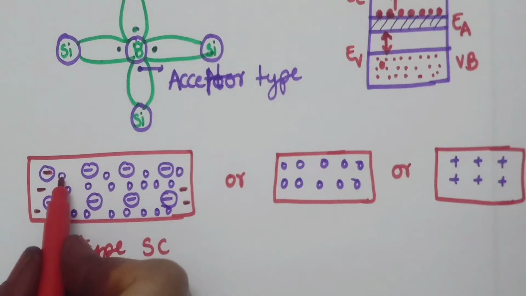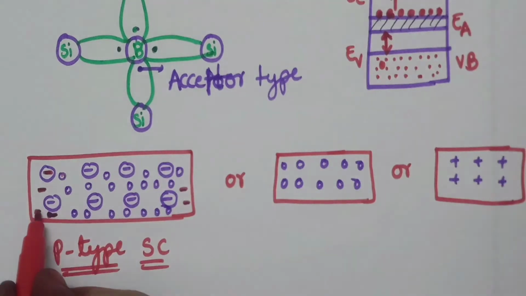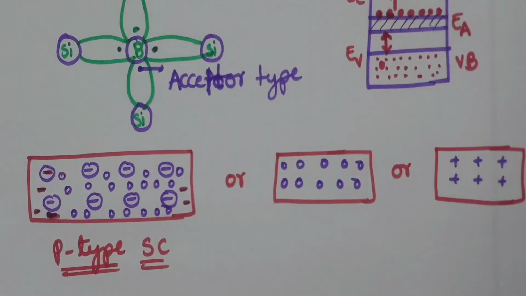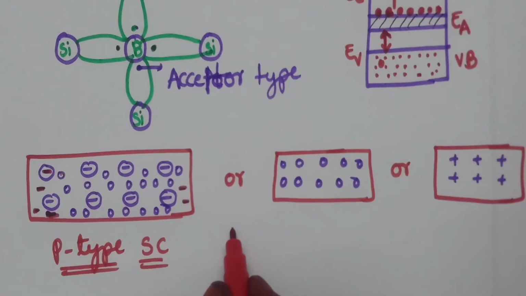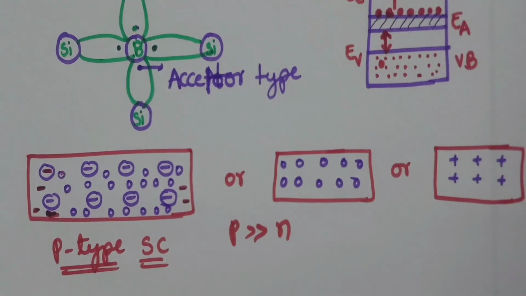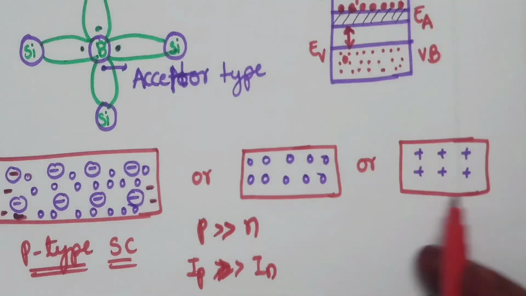And the majority carriers here are the holes. So they are represented in large number. And the minority carriers are the electrons. So they are represented in a smaller number. Here the carriers p are more when compared to electrons. So p is far greater than n here. And similarly, the current due to holes is more when compared to current due to electrons, and this can also be represented like this or with positive charge.